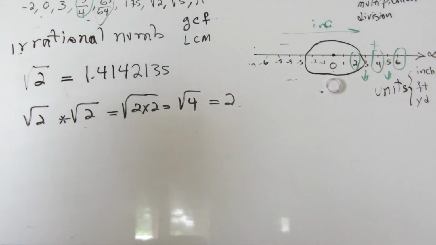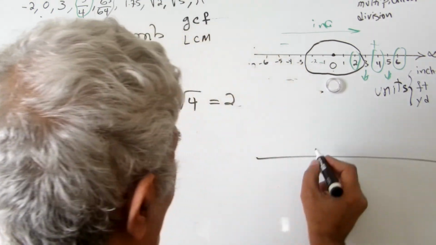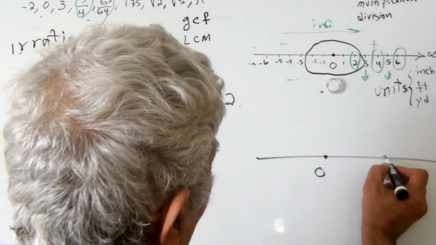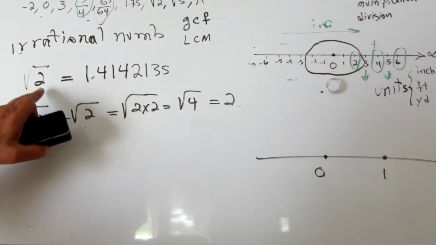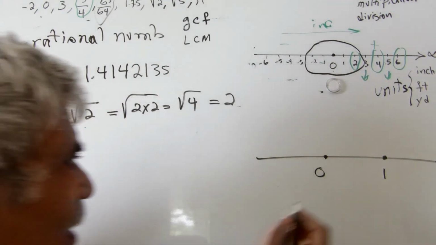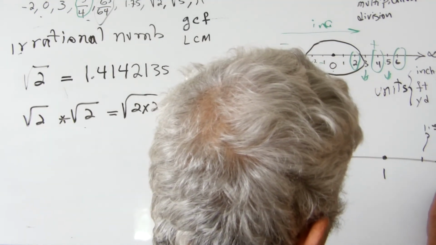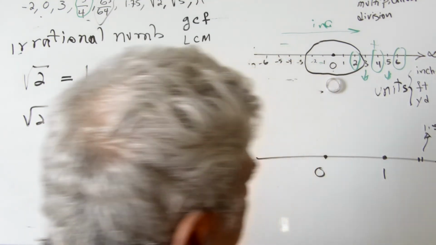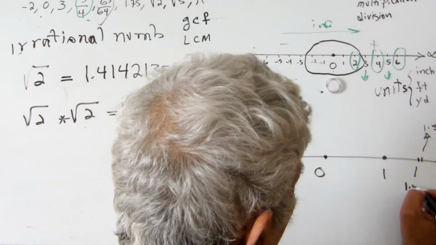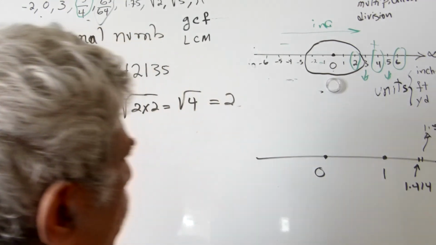Okay, now let me show you graphically. What is this number? We have 0, and we have 1, and we have 2. Radical 2 is about 1.4. It's not quite at 1.5, which is the middle of these two; it's just a little behind 1.5. It's 1.414 up to 3 decimal places.